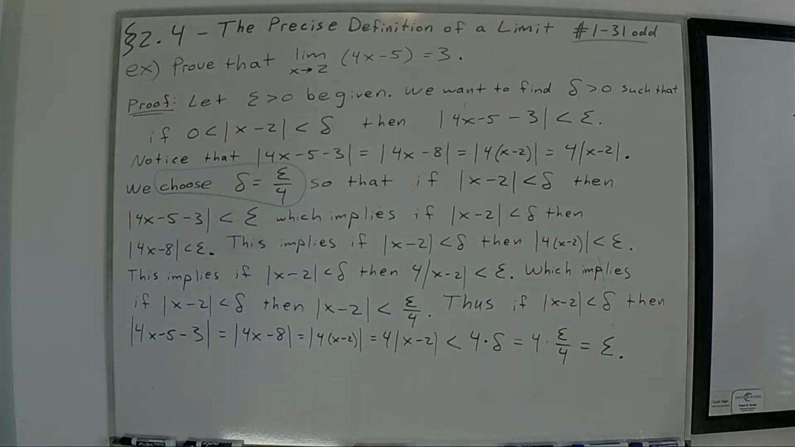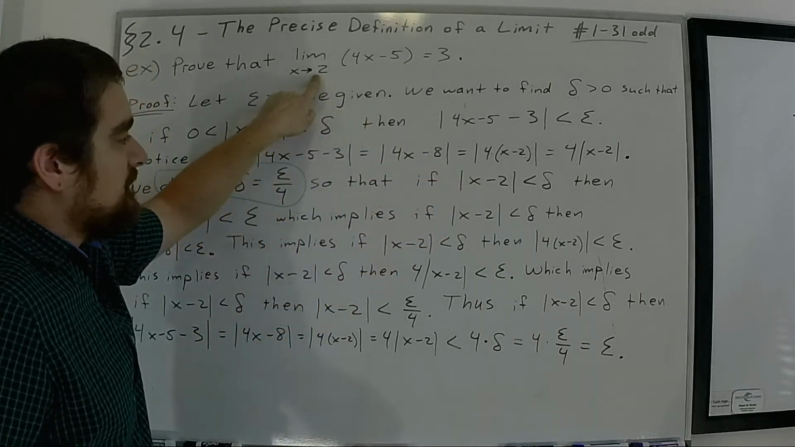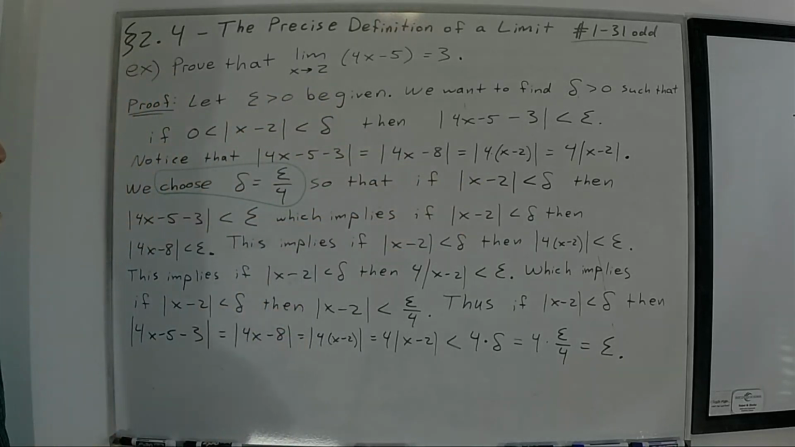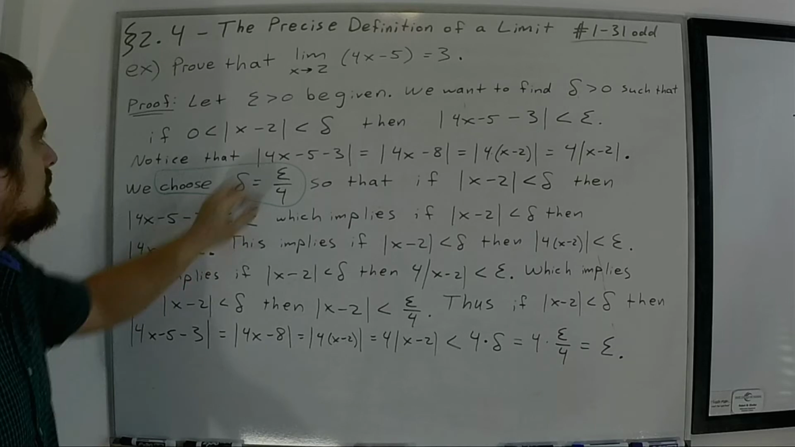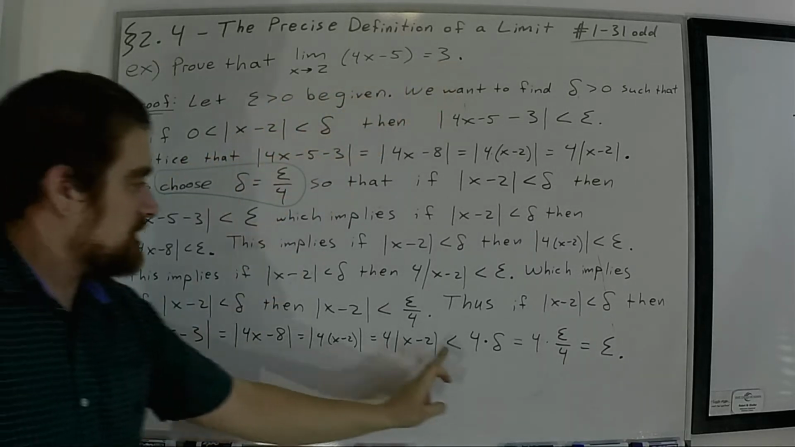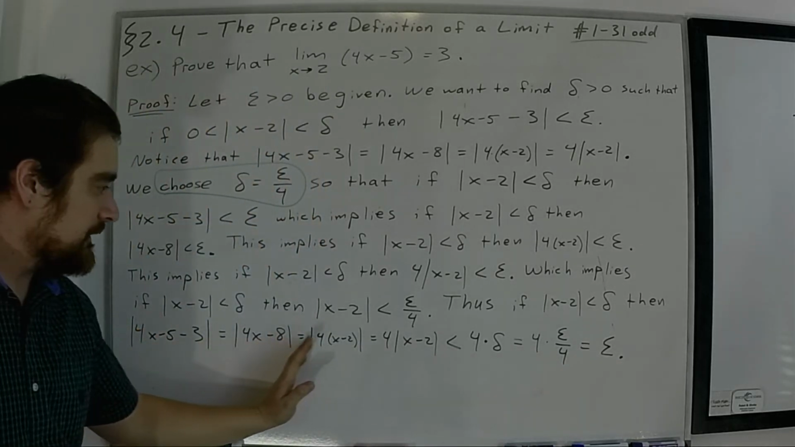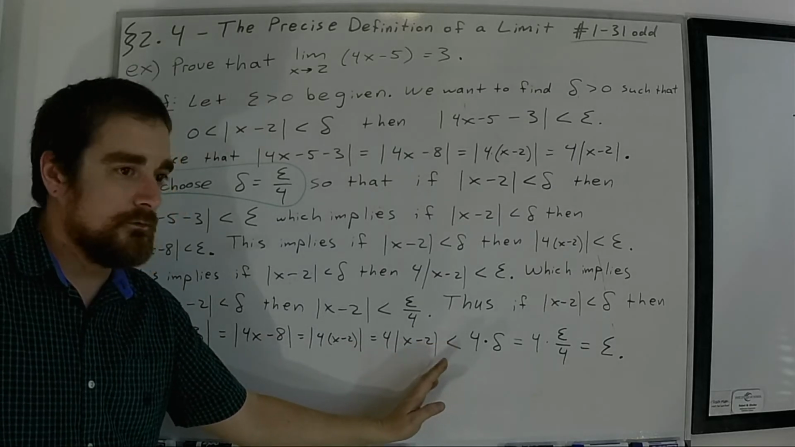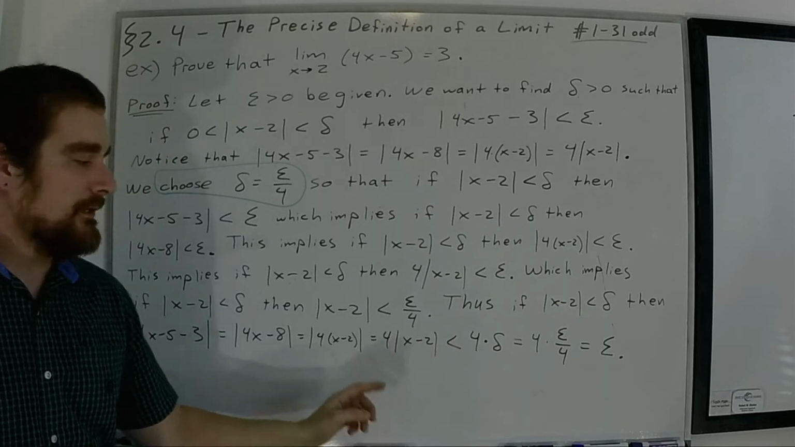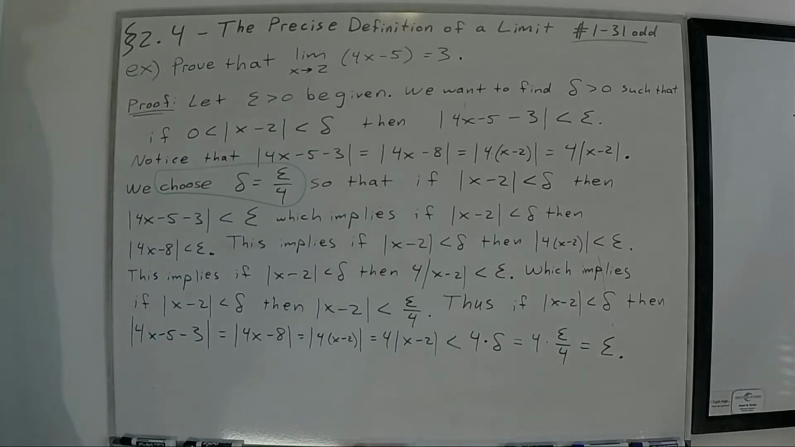We have to show that if the distance between x and this number 2, in this case a is equal to 2, is less than delta, then our job is to show that the distance between f of x, which is 4x minus 5, minus L, which in this case is 3, is less than epsilon. And so I'm going through a little bit of algebra here to try and get to this inequality, which is ultimately what I need. Now I can, if I would like to, rewrite this last statement as this thing is less than epsilon. Right? I have shown that.